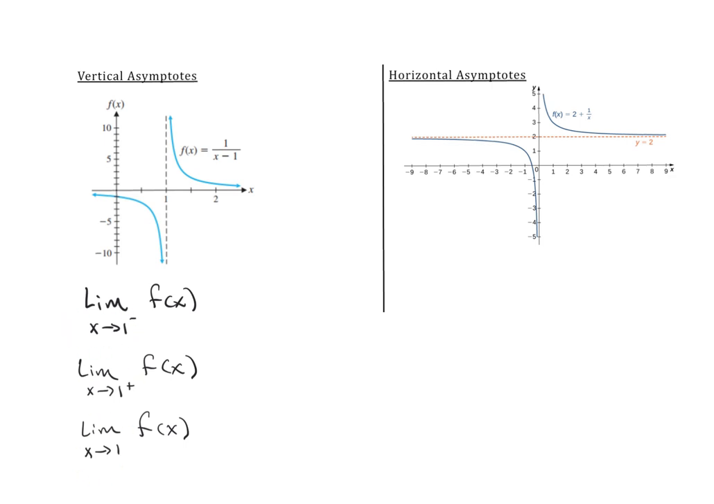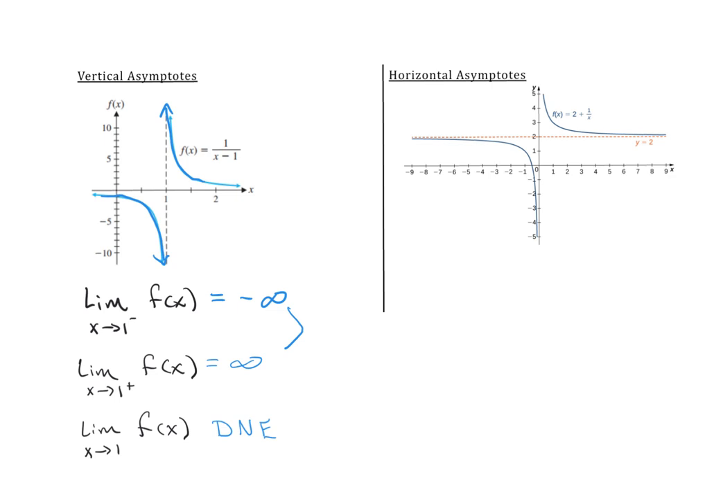As the graph is approaching 1 from the left, what are your y values approaching? It's approaching this direction. It's approaching negative infinity. But as you're approaching the vertical asymptote from the right, you can see the y values are approaching positive infinity. And then since the left and the right are not the same, the limit at 1 does not exist.